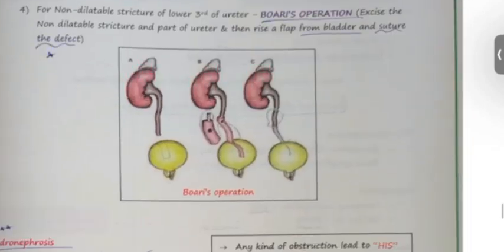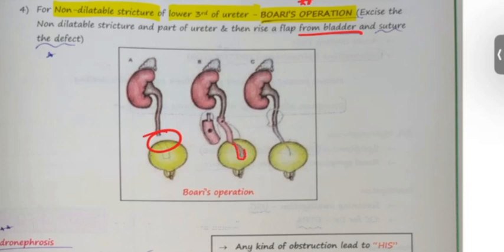Okay, if there is a non-dilatable stricture, that is, the ureter stricture is so severe that we are unable to dilate it, and there is involvement of the lower third of the ureter, then we will do a surgery called Boari's operation. In Boari's operation, what do we do? The part of the ureter that has undergone stricture, we excise it. And then we will raise a flap from the bladder. So here you can see they have put an incision over the bladder and have raised the flap. Okay, after raising it, they will suture it.